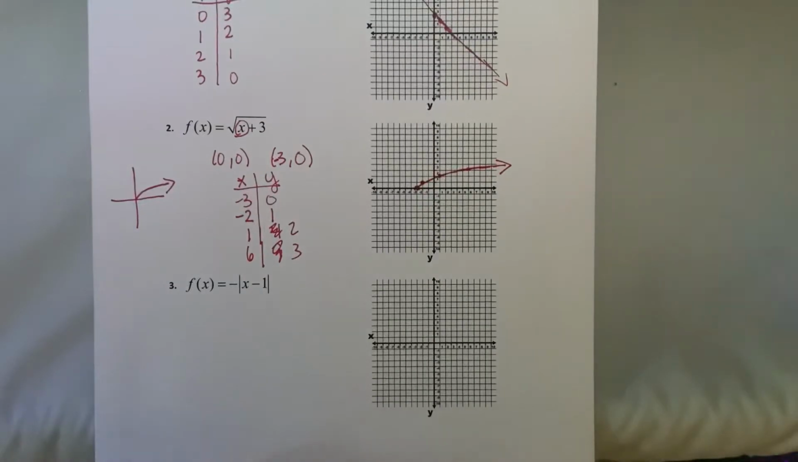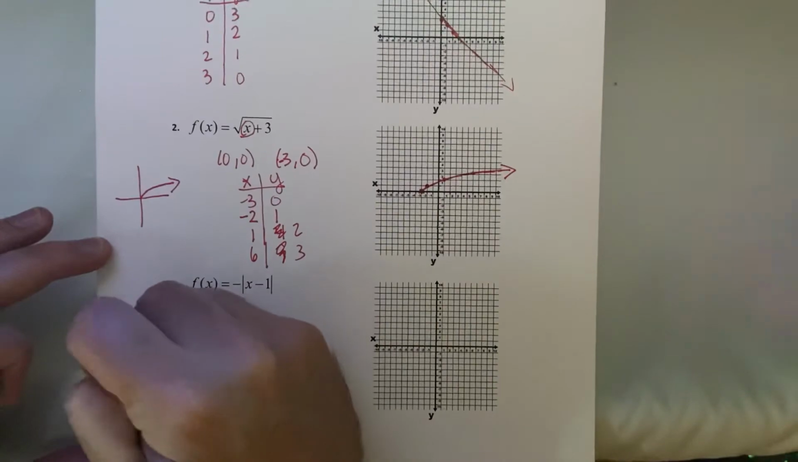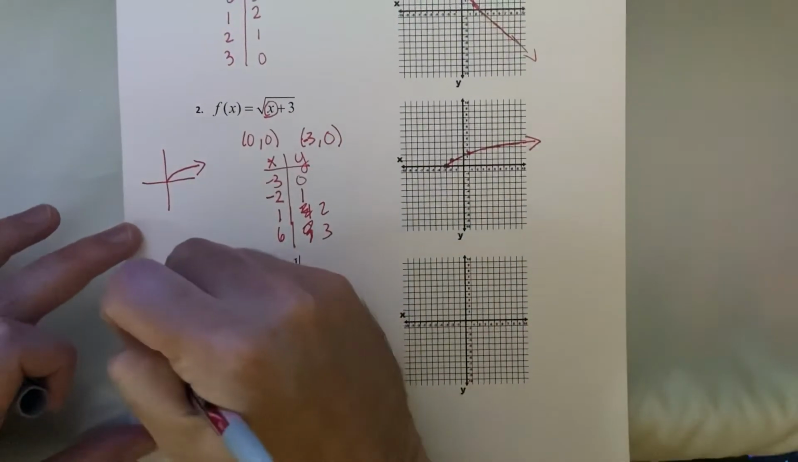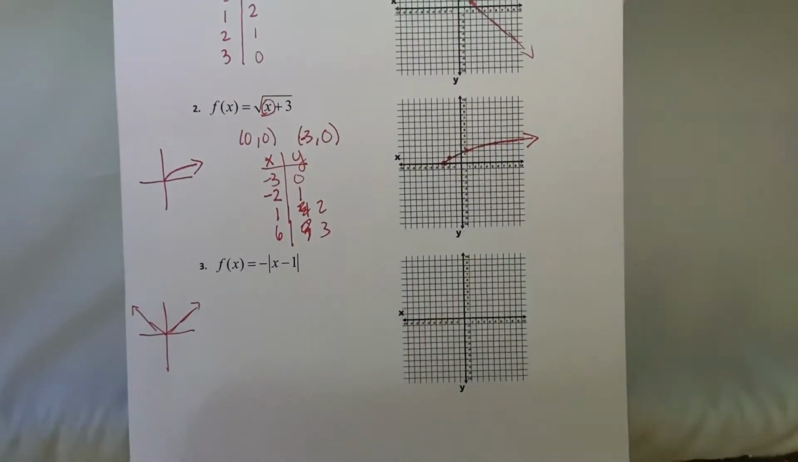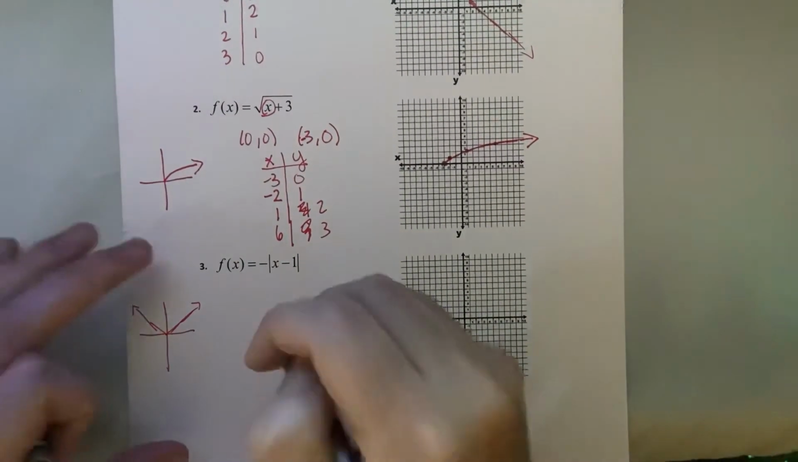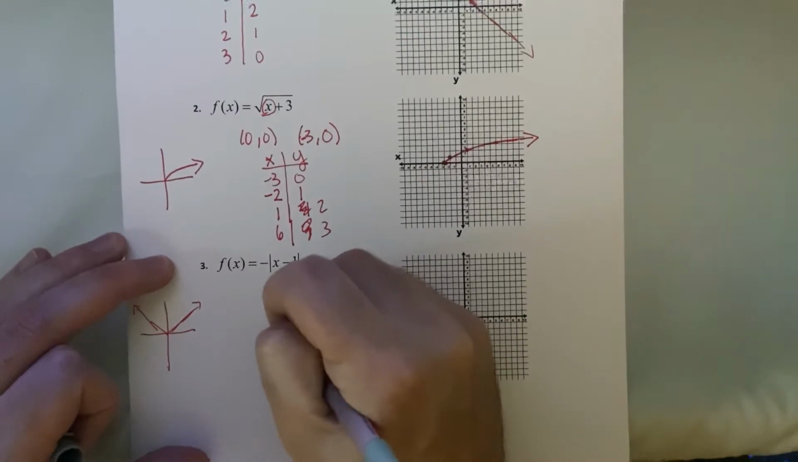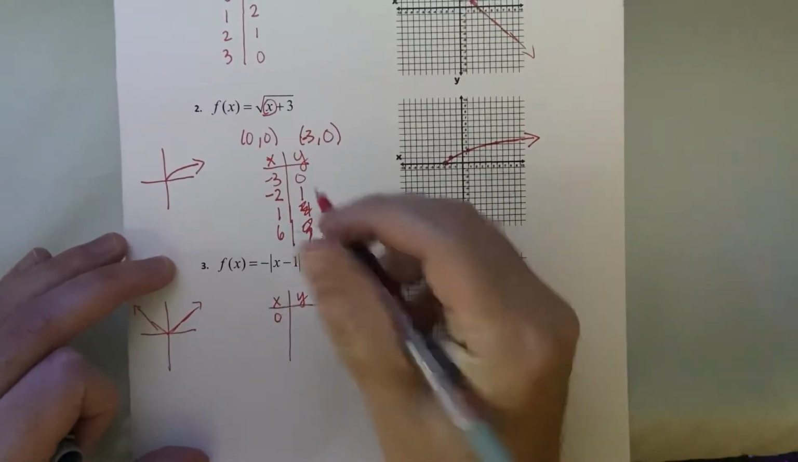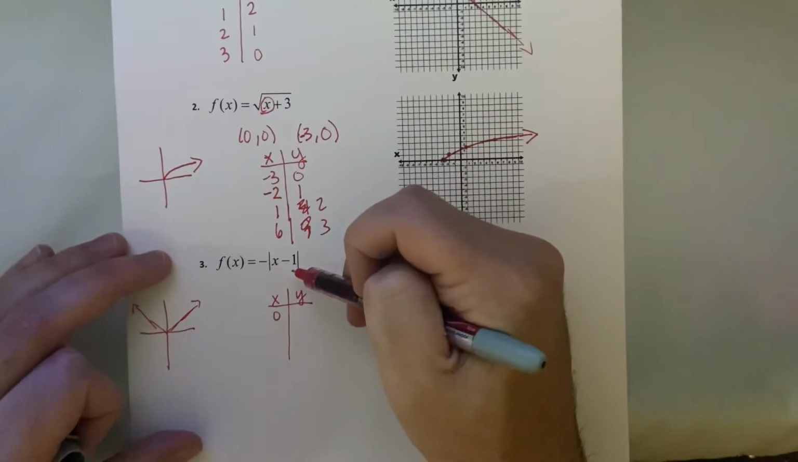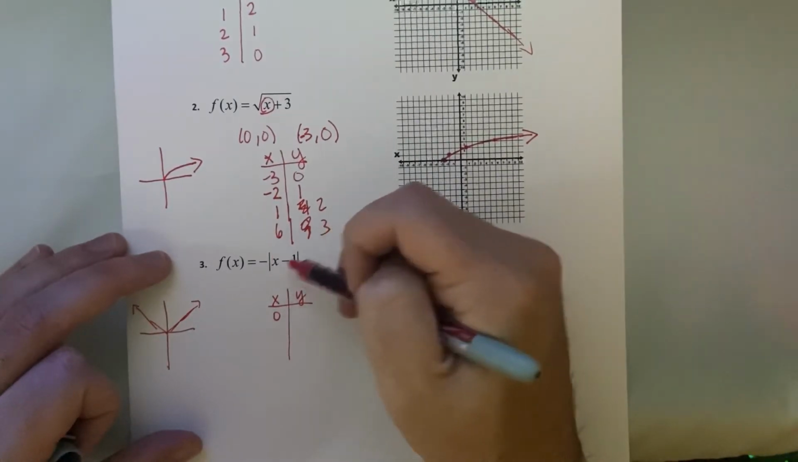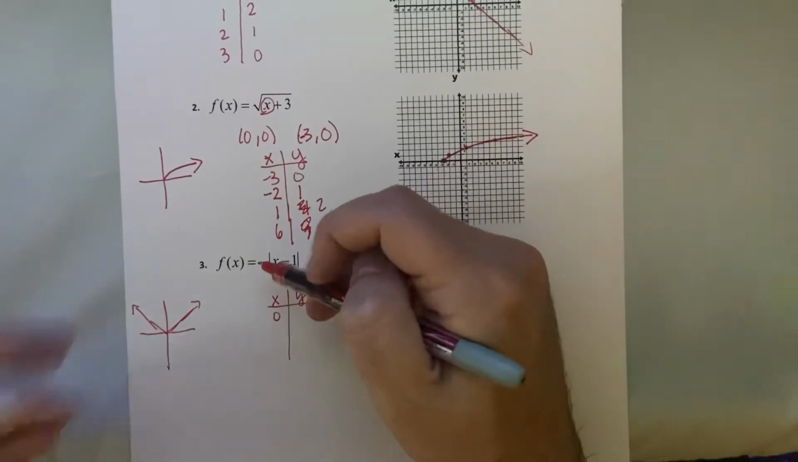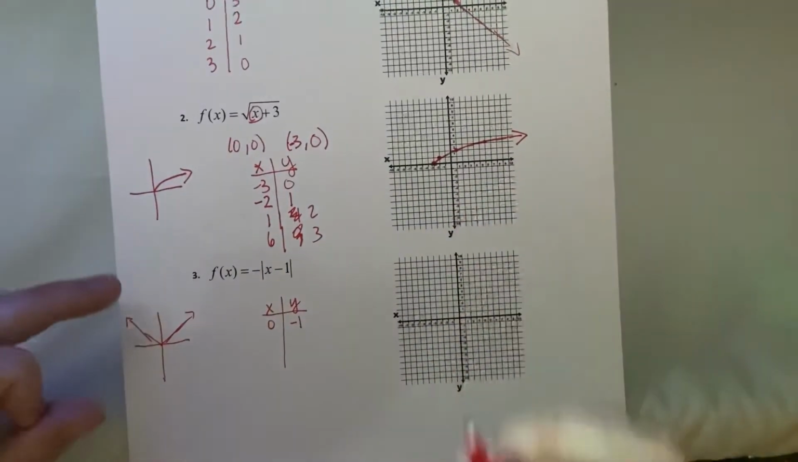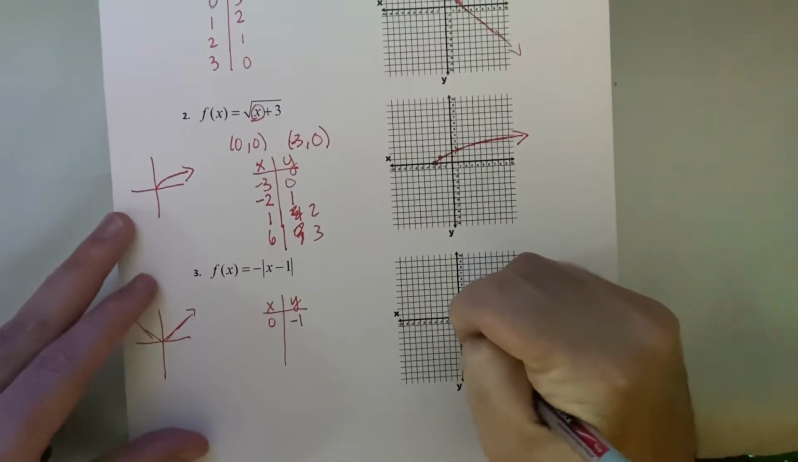Lastly, this f of x equals negative absolute value of x minus 1. So we know the absolute value looks like this. So a negative absolute value is going to make it upside down, but let's just check with points. Let's plug in 0. What's 0 minus 1? It's negative 1. But the absolute value would turn that into a positive 1, but there's still a negative on the outside, so we're still back to negative 1. So you have 0, negative 1.